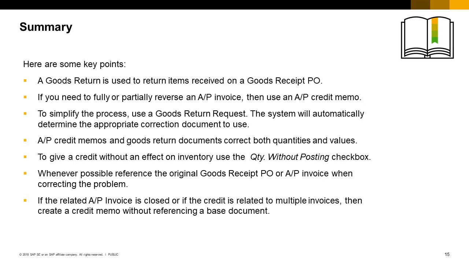AP credit memos and goods return documents correct both quantities and values. To give a credit without an effect on inventory, use the without quantity posting checkbox. Whenever possible, reference the original goods receipt PO or AP invoice when correcting the problem. If the related invoice is closed or if the credit is related to multiple invoices, then you must create a credit memo without referencing a base document.